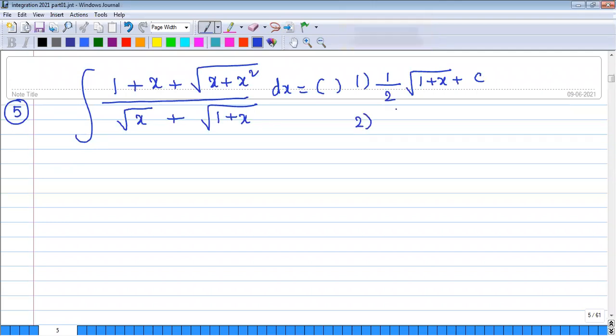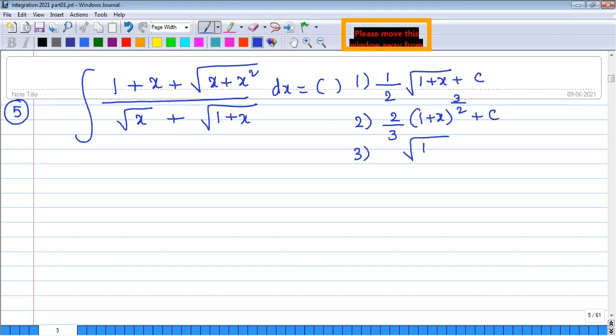Second one: 2 by 3, 1 plus x whole to the power of 3 by 2 plus c. Third one: root of 1 plus x plus c. Fourth option: 2 times 1 plus x whole to the power of 3 by 2 plus constant of integration. So in the numerator, if you are able to take out root x plus root of 1 plus x common, then we will get the answer.